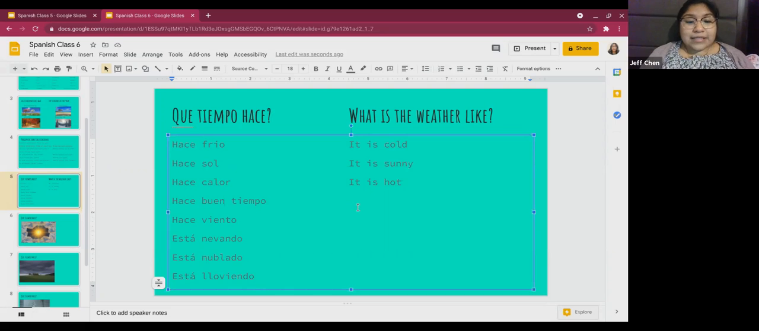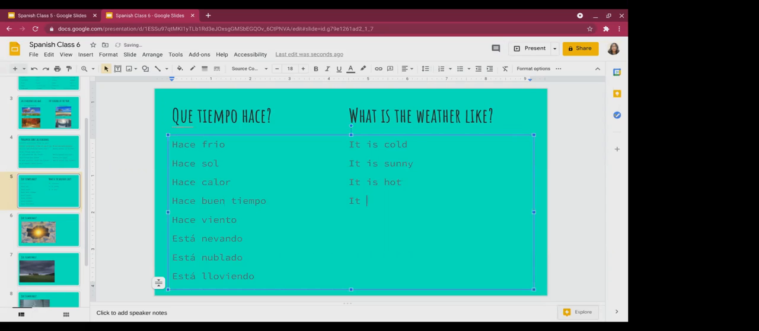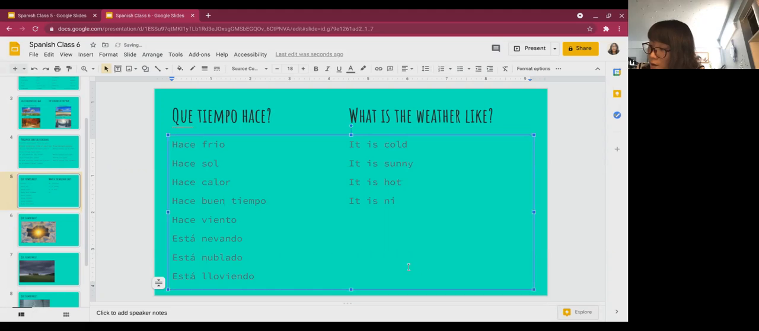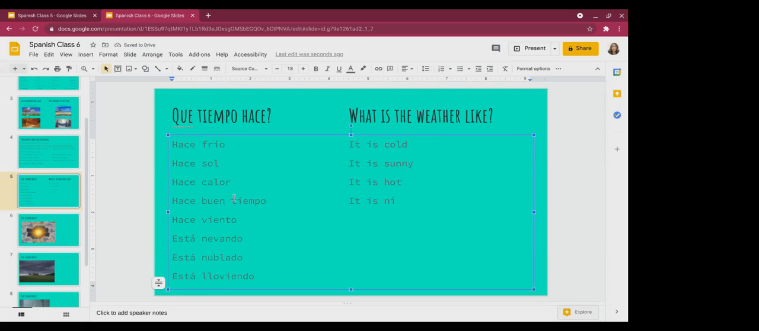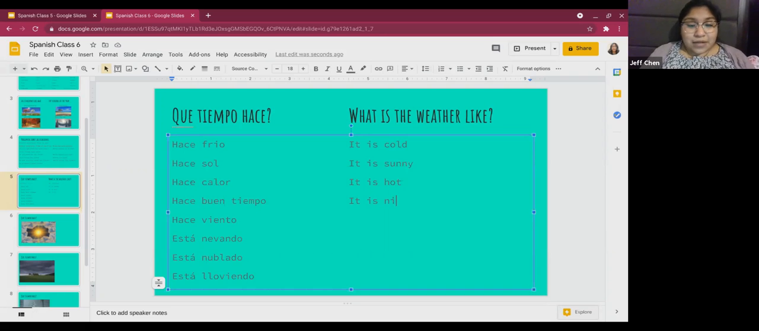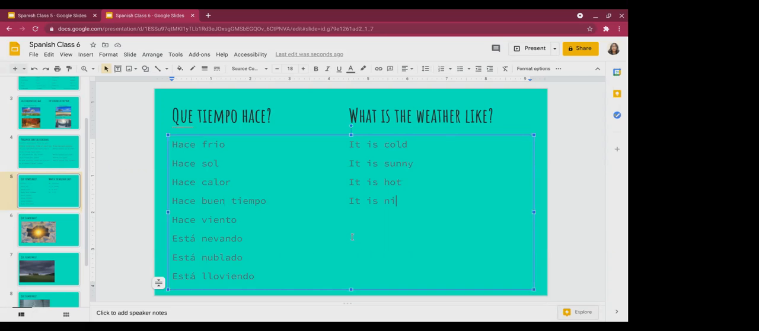Hace buen tiempo. Buen, buen. Hace buen tiempo. It is okay outside. So it's not bad. It's good outside. Nice out, right? Hace buen tiempo. Hace viento. It is windy.